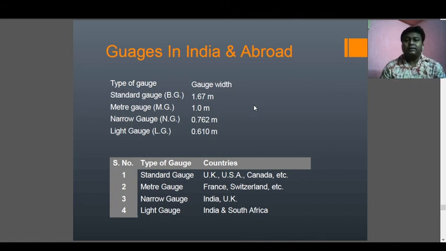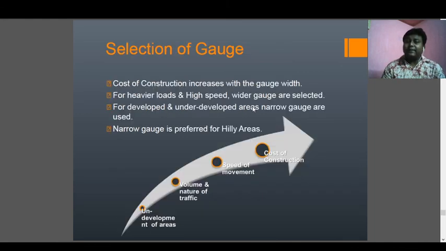So these are the things you should know, and you should have some idea where these broad gauges are used, what the gauge width is for that broad gauge, and which type of gauge is used in which part of India. Basically in hilly parts, the meter gauge or narrow gauge type of railway tracks are used. Next, the selection of the gauge. The gauge is selected based on the development of areas, volume and nature of the traffic, speed of the movement, and cost of the construction. These are the parameters we should keep in mind while selecting the gauge.